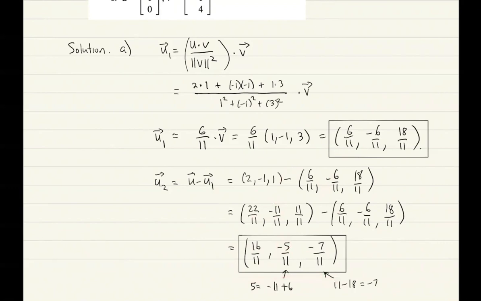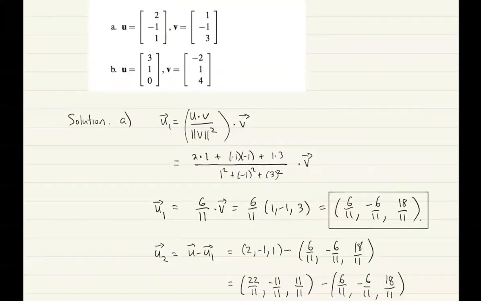Okay, so what we've done is expressed this vector U as a sum of 2 vectors. This vector U1 is in the same direction as V. And then the other one, U2, is U minus U1.